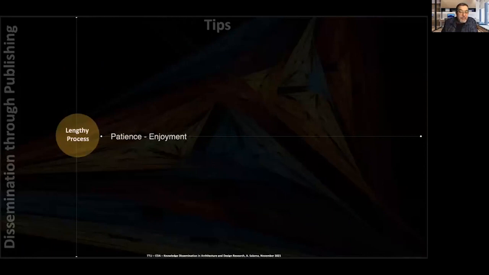The writing and submission process should not be seen as a painful process because it's a very lengthy process, but it is a process that requires patience, enjoyment, coupled with rigor, originality, innovation. But you should enjoy it. If you don't enjoy it, then this is not for you. So demonstrate that in the submission.